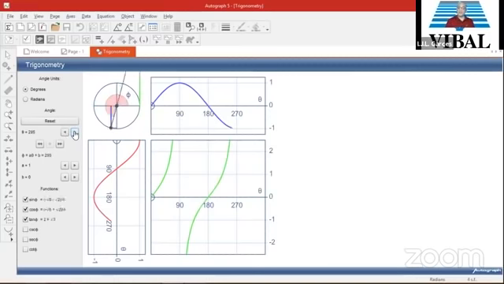These are the graphs of sine. So this is the sine function. This will be the cosine function. This will be the tangent function. And you can check in here which of the six trigonometric functions you would like to sketch.